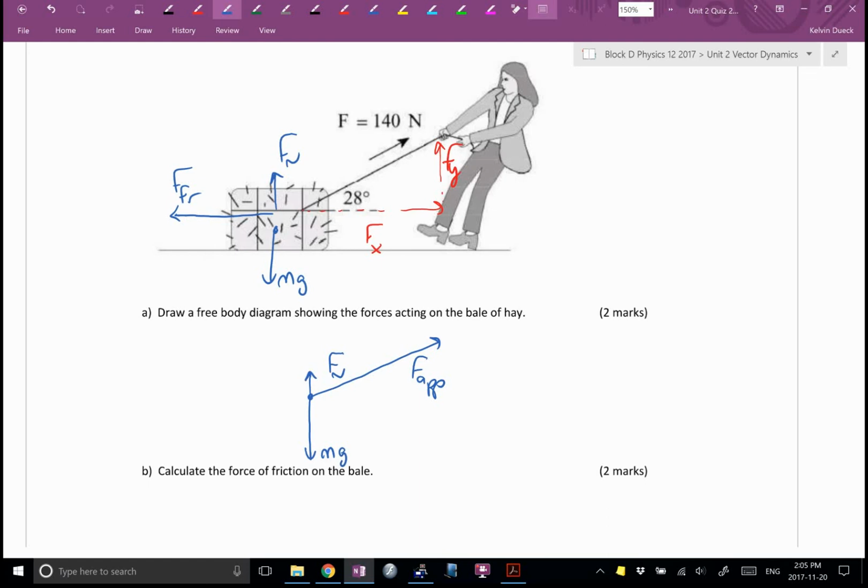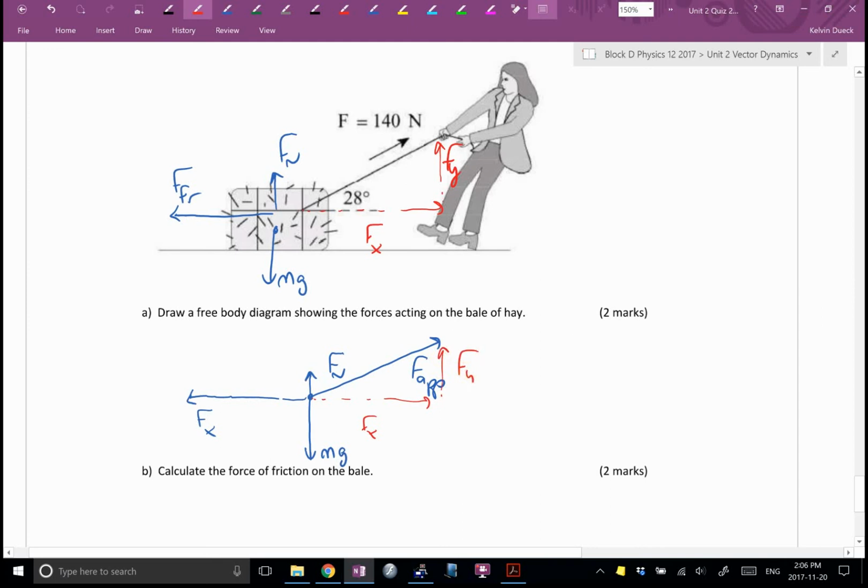And here's the other one as well. Is this accelerating? Is this moving? No. So I'm going to argue that friction needs to be exactly the same length as Fx, the x component. Because if it wasn't exactly the same length, you'd have unbalanced horizontal forces, and this would have to be moving. So a half mark if you drew friction the same length as Fx.